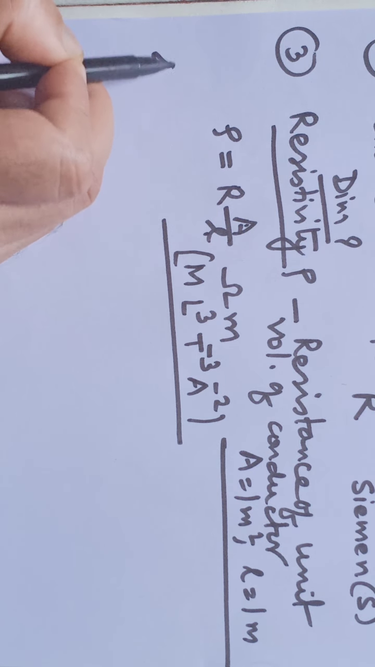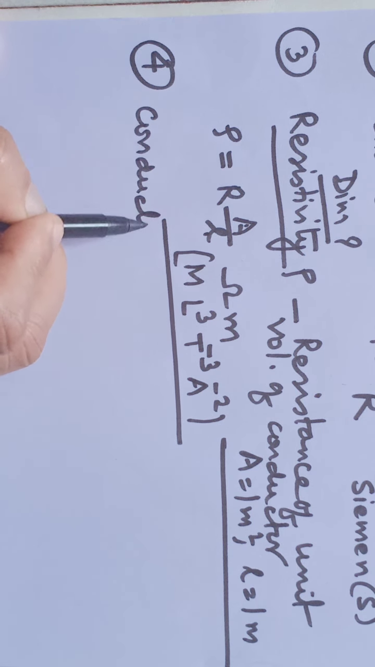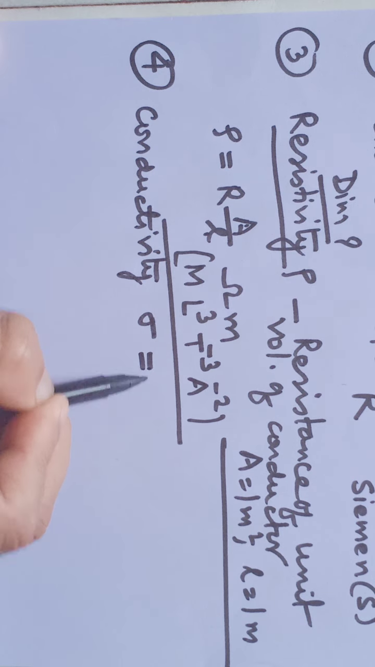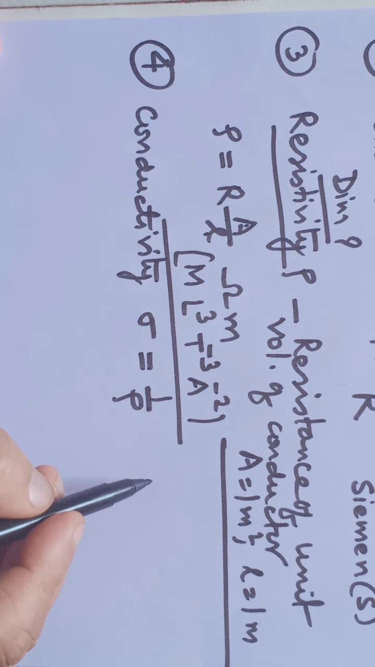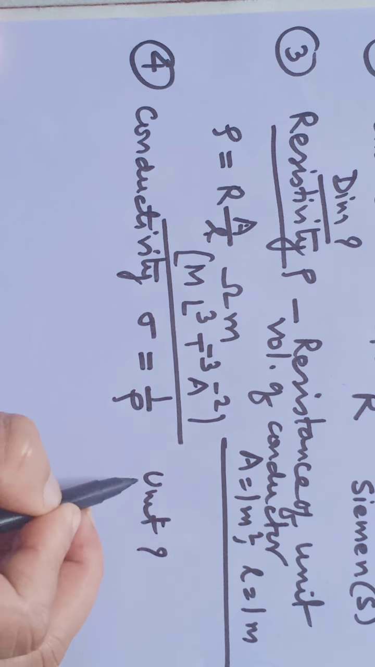The reciprocal of resistivity is called conductivity. Sigma is the reciprocal of resistivity. So find its unit and dimension.